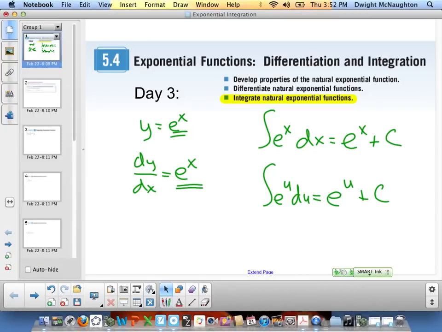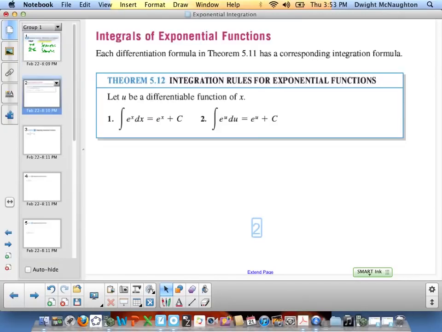The difficulties come when we add in the other concepts. We add in the substitution, the change of variables, the trapezoid rule, the fundamental theorem, the second fundamental theorem. And we're asking you to apply one concept to all these ideas we've had in the past. So let's practice a few of these. We'll start with just remembering these are our integration rules, theorem 5.12.